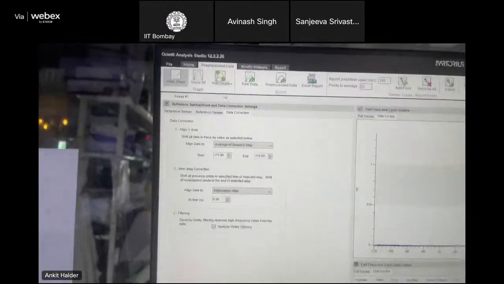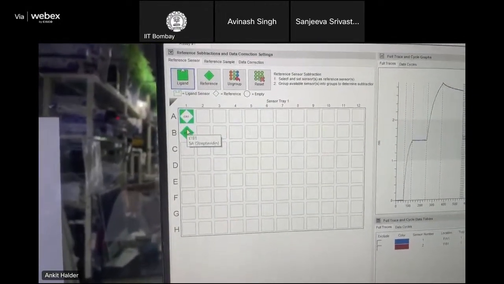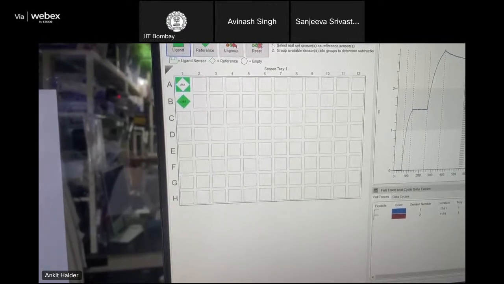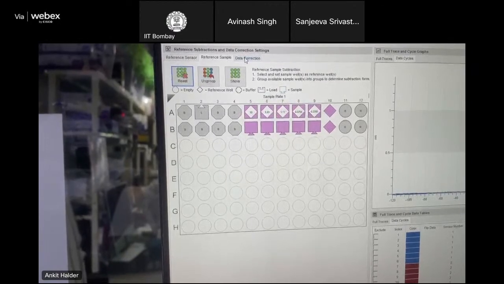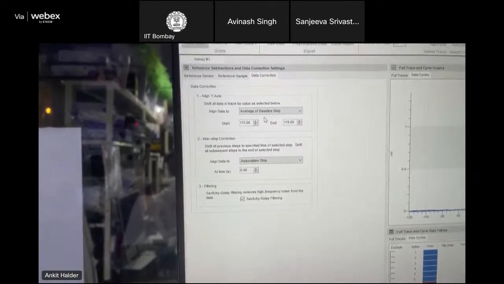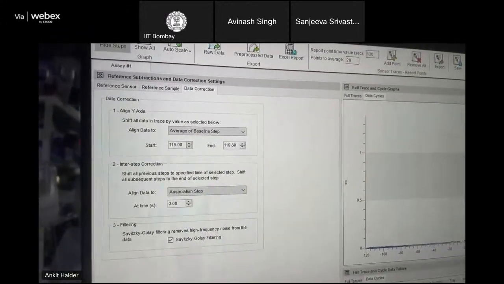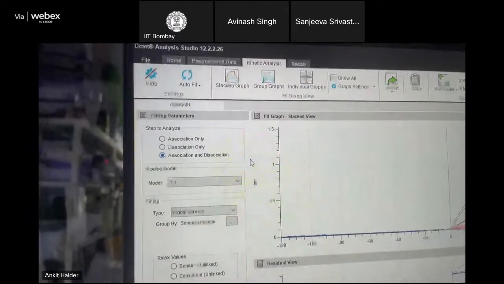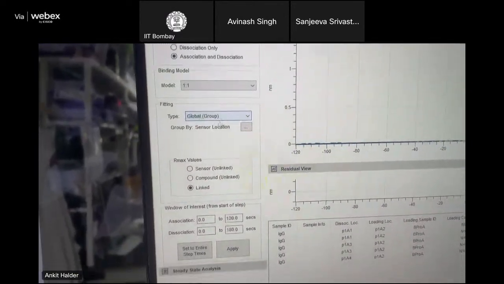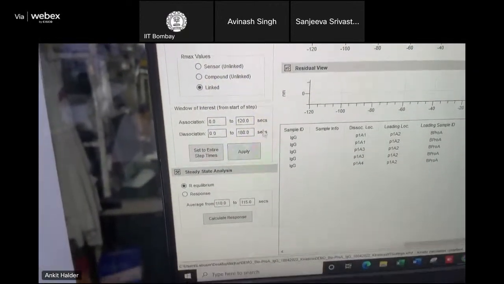Let us give an example of how the data looks after the experiment. First we have to denote which of them is the reference sensor, the no molecule bound sensor, and also the reference sample if we have a zero concentration sample. After that, certain data correction, where we need to align the data, baseline, association steps, etc., and the ratios. Finally, we get to the result. Either we want to see both association and dissociation or either of them, what kind of fitting we want to see, what kind of ratio they are binding into, and so on and so forth.